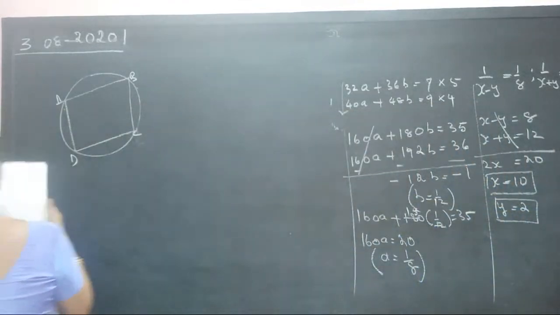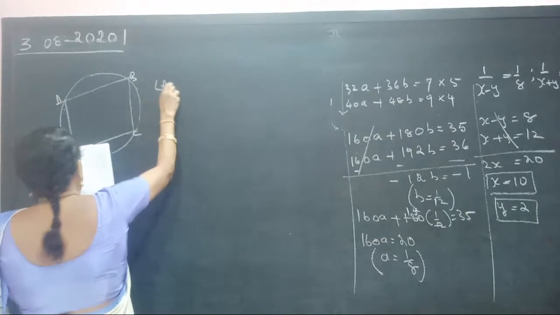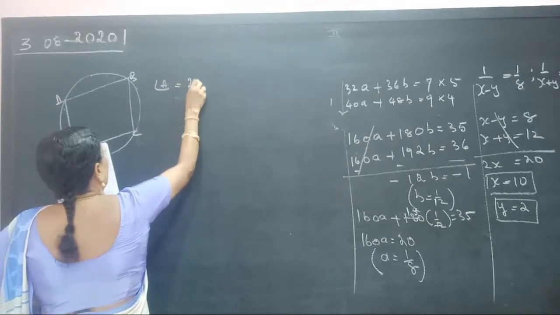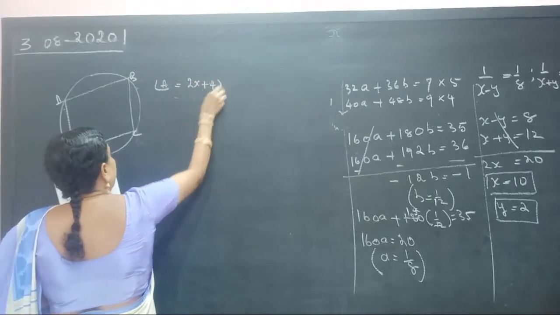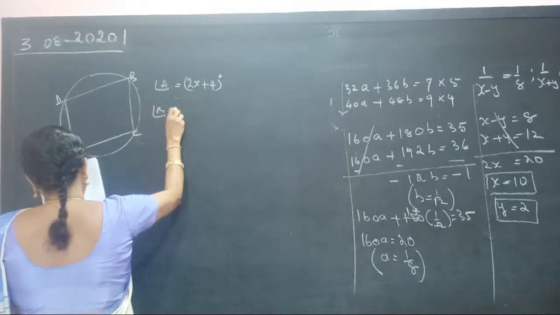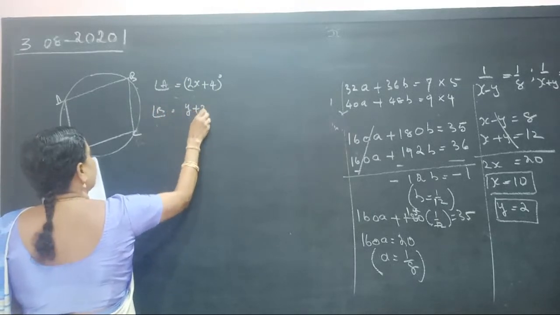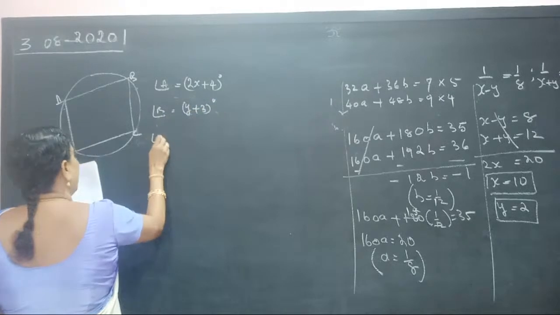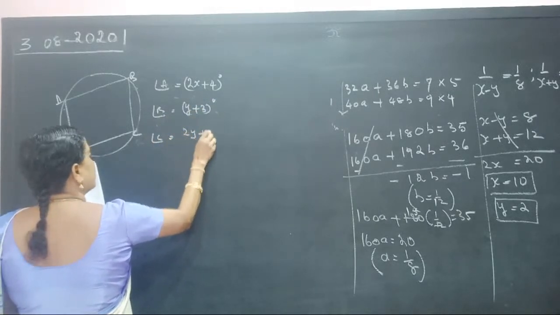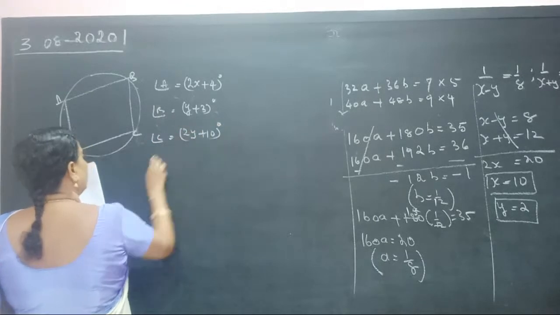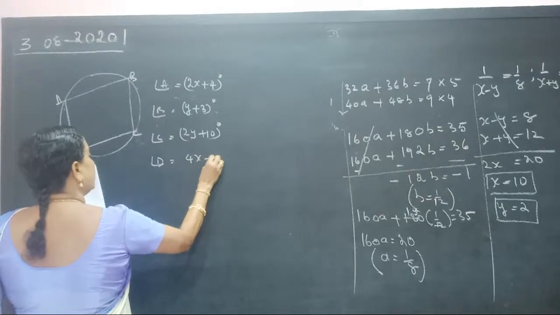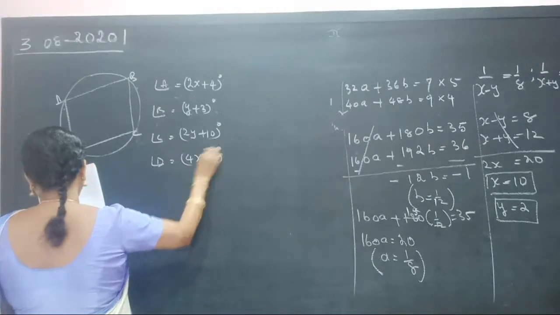where angle A equals 2x plus 4 degree, angle B equals y plus 3 degree, angle C equals 2y plus 10 degree, angle D equals 4x minus 5 degree.